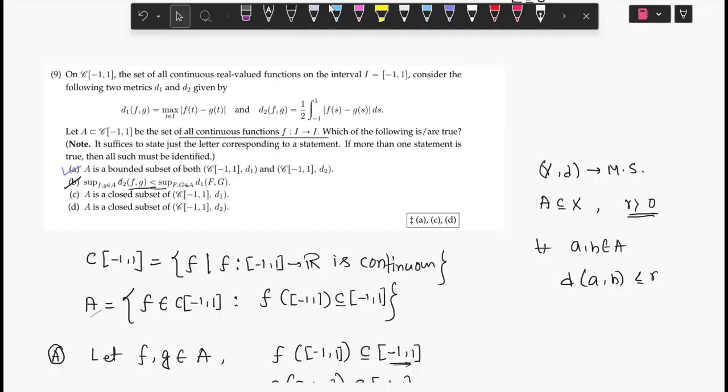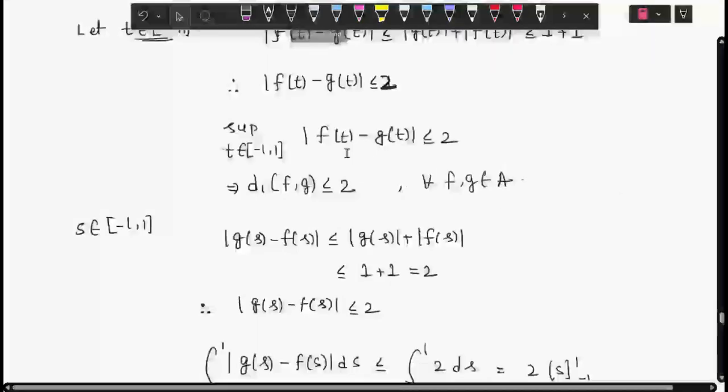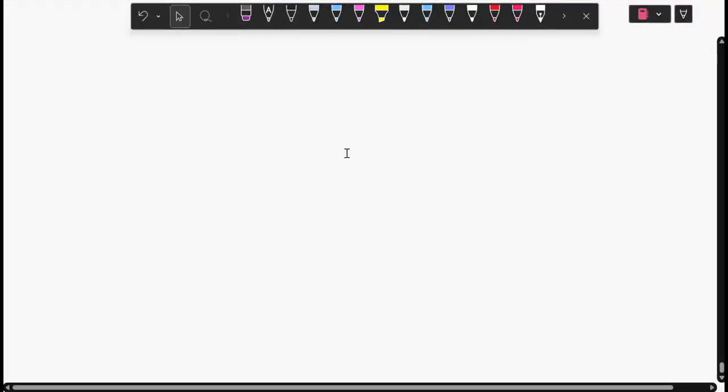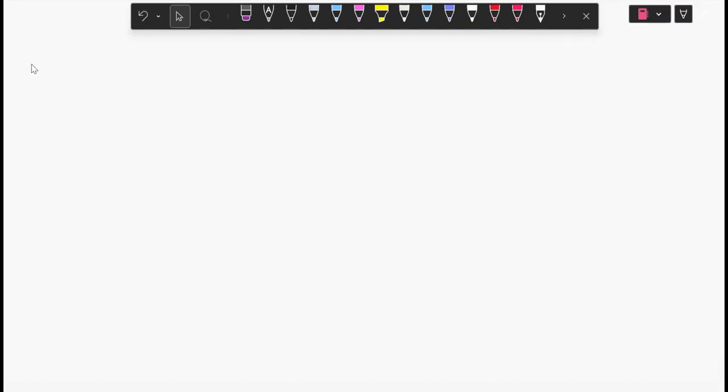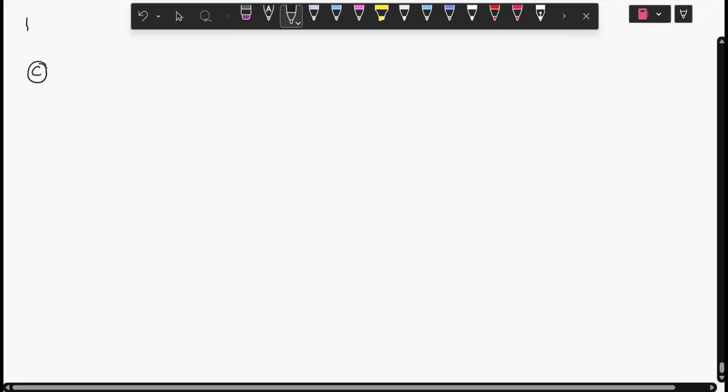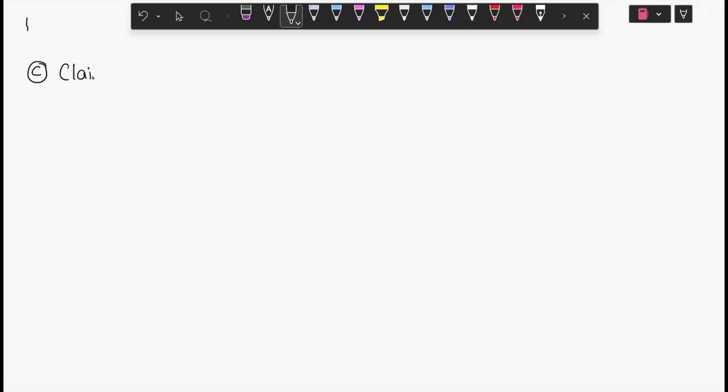Option C said that A is closed in the subset. So for that purpose, I claim for option C that A is closed in C[-1,1] with the metric D1.